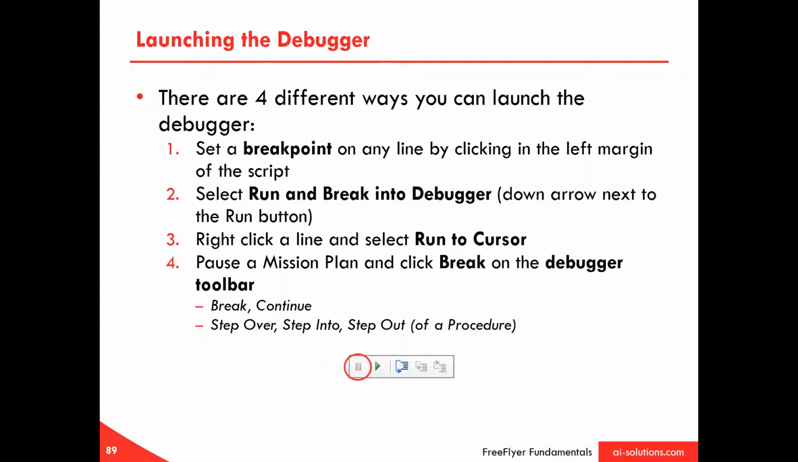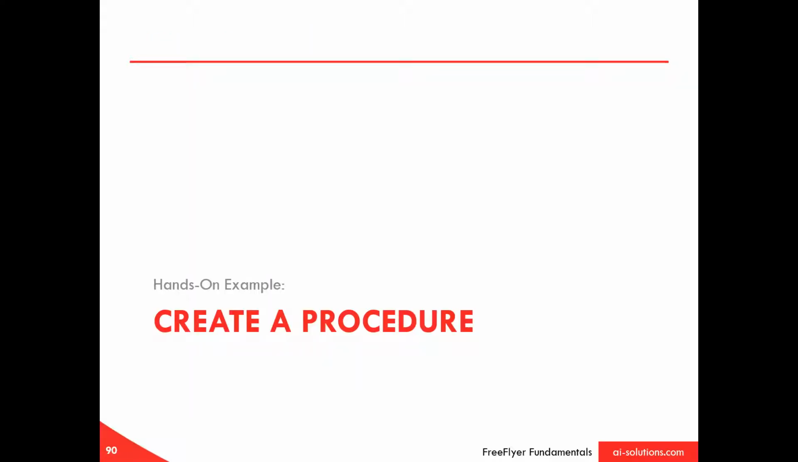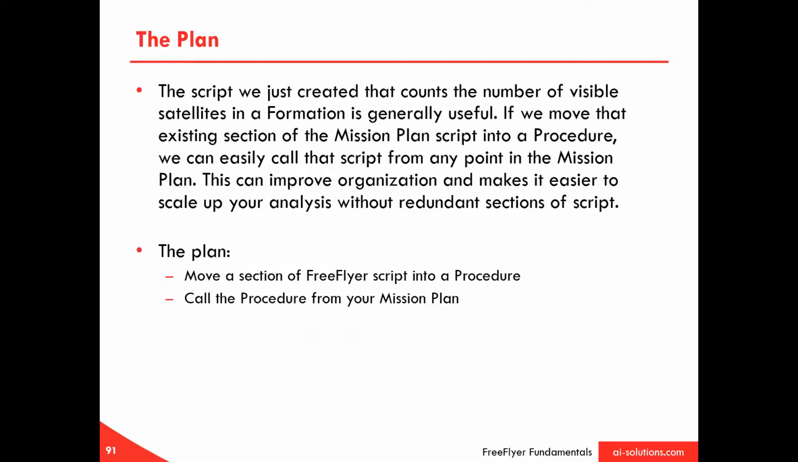We're going to practice the topics that we just covered by creating a procedure in the mission plan we've been working on. In the last section of this training video, we made a section of FreeFlyer script that counts up the number of visible satellites in a formation.